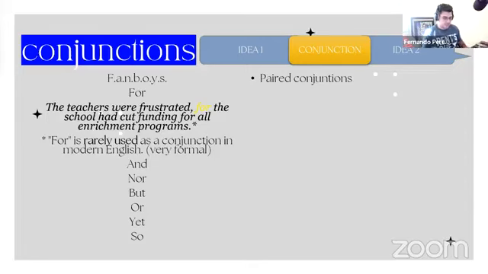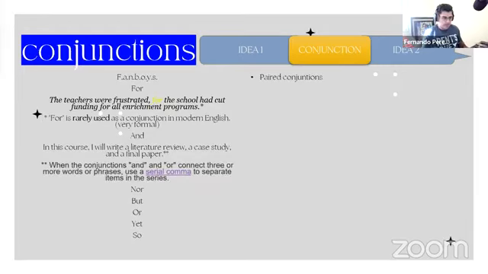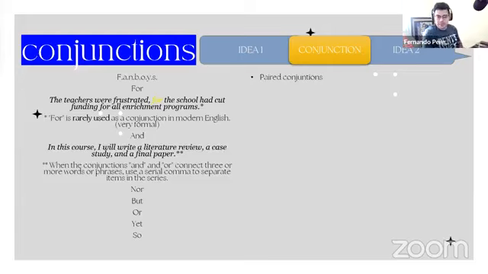Next, the word and is easy to understand, right? And there is a note as well. When the conjunctions and or or connect three or more words or phrases, you need a comma. In this course, I will write a literature review, a case study, and a final paper. There is a very close relation between conjunctions and commas. Conjunctions and commas are constantly together, and we are going to see their rules in a moment. That's going to be for later.